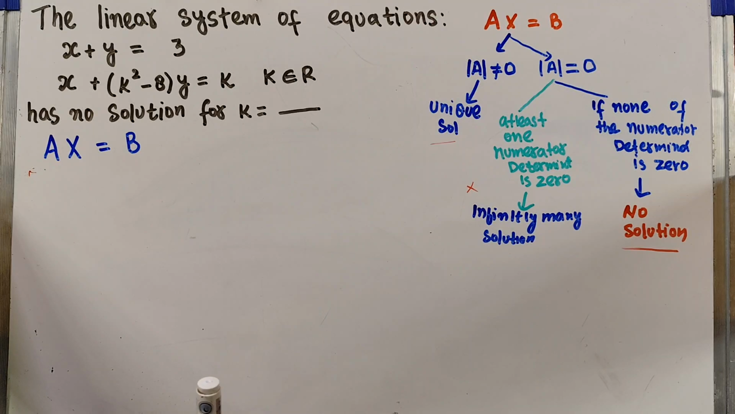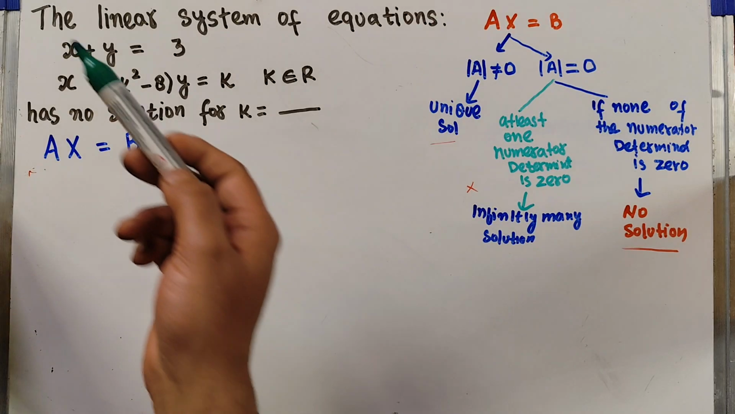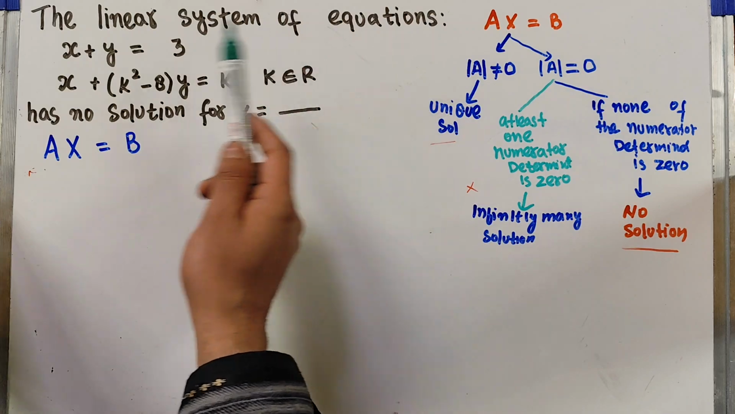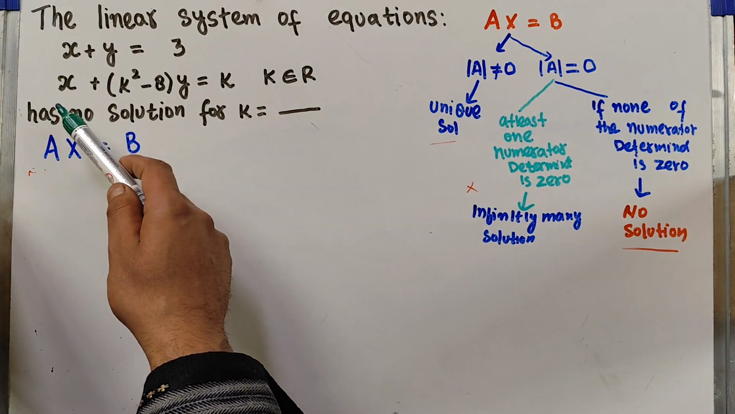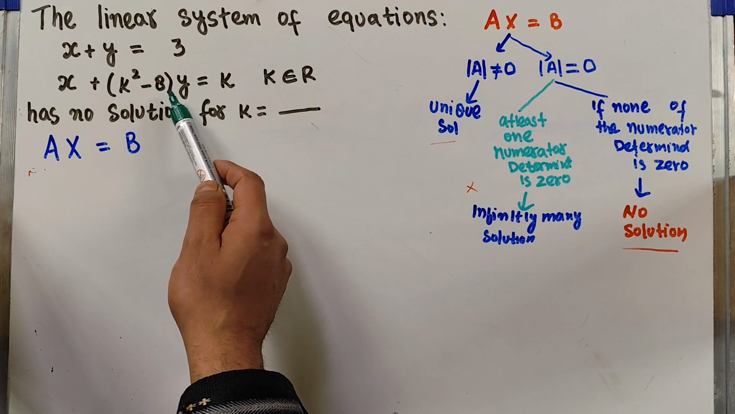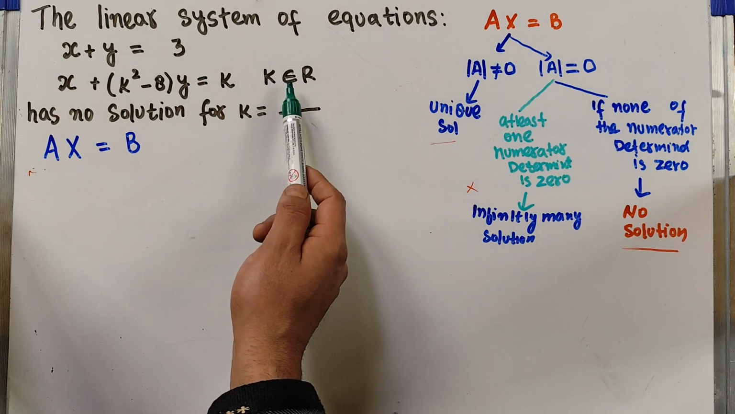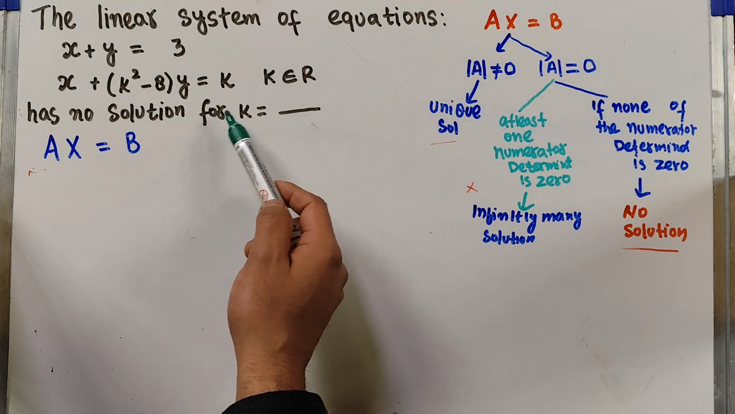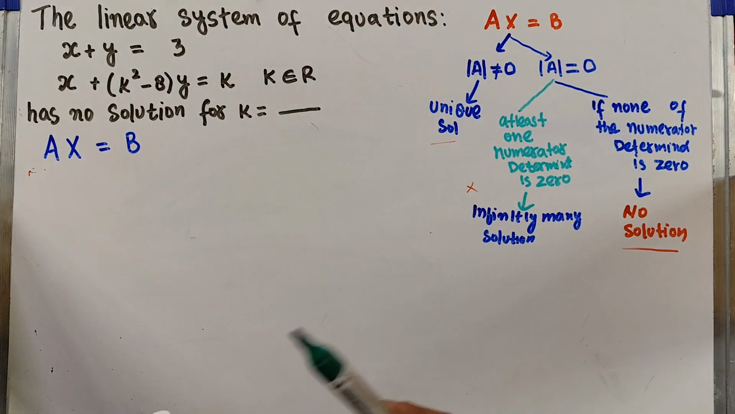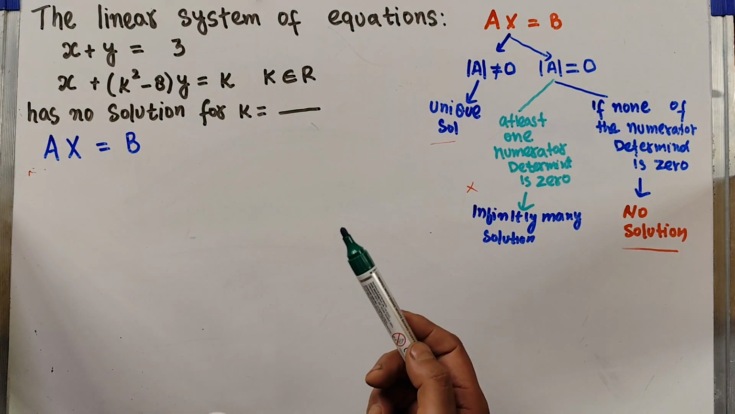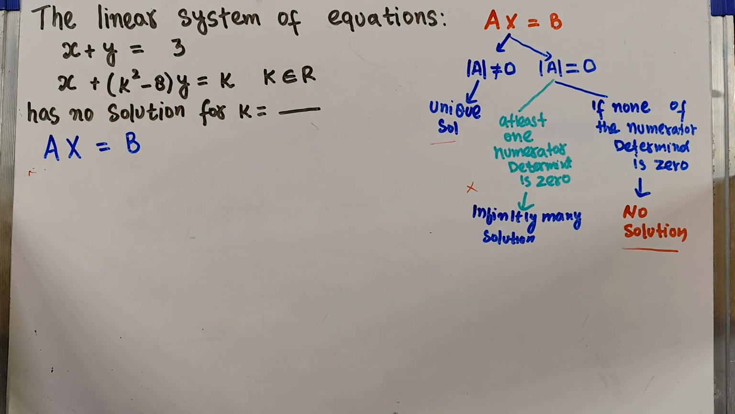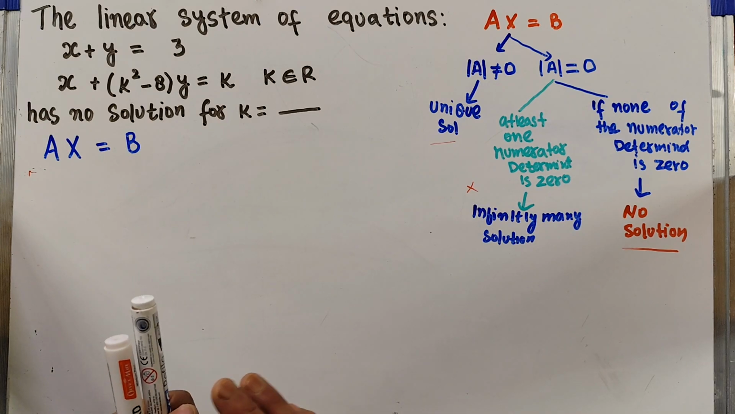Let us solve a question on linear equations. The question is: the linear system of equations x plus y is equal to 3 and x plus (k square minus 8) times y is equal to k, for k a real number, has no solution for k is equal to what? We need to find out the value of k for which the given system of equations has no solution.